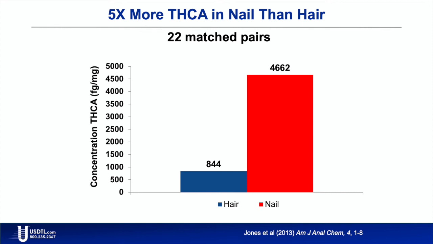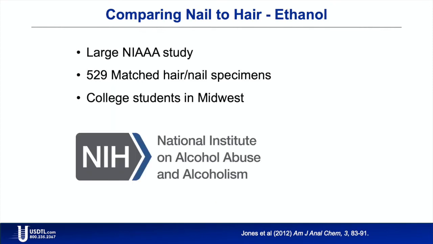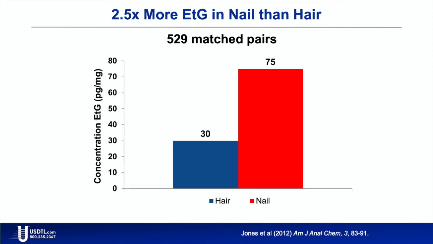Another slightly acidic compound is ethylglucuronide. And there's a large NIAAA, that's National Institute on Alcohol Abuse and Alcoholism, large study, 529 matched pairs, again college students from the Midwest. And we looked at ETG in their hair and fingernail. And again, we saw 2.5 times higher concentration of ETG in the nail than in the hair.